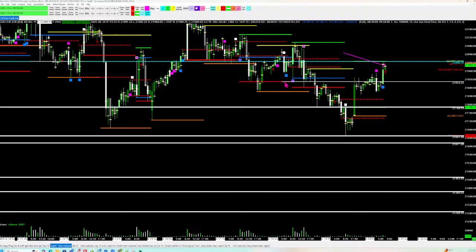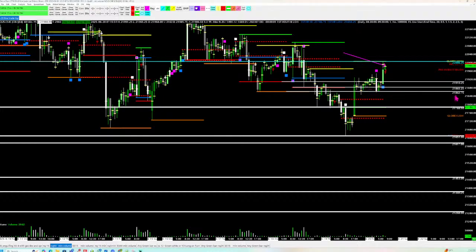One, two, three. And you'll already see overnight, right? See how once we cleared into this, it started using this area as support, and then I would adjust. So I see that this whole area becomes support.